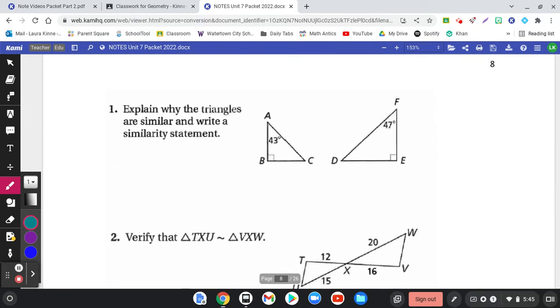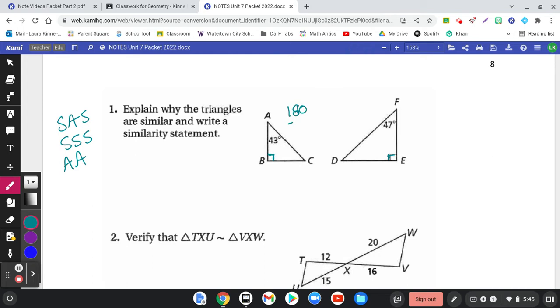Explain why the triangles are similar and write a similarity statement. So again, it can be by side-angle-side, side-side-side, or angle-angle. I don't see any mention of sides here. I do see angles, so we'll try for angle-angle. Right now they're not the same, but right here we have a right angle and a right angle, so there's one of our angles. Now, if you know two of the angles in a triangle, you can subtract from 180.